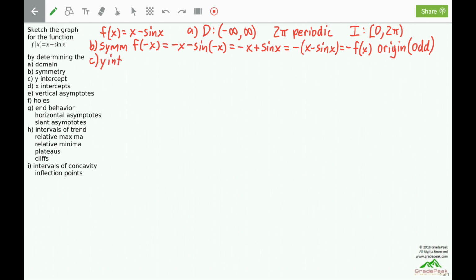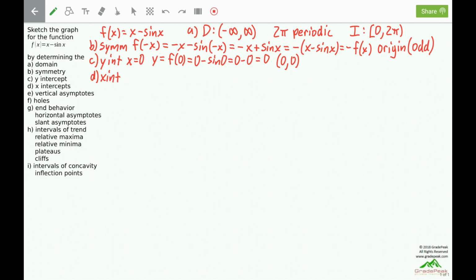For part C, we want to determine the y-intercept. This is the point where the graph crosses the y-axis, defined by x equals 0. We can find the corresponding y-coordinate by plugging the x-coordinate back into the original function, so y equals f of 0, which is 0 minus sine of 0. Sine of 0 is 0. 0 minus 0 equals 0. We have an x-coordinate of 0. We found a corresponding y-coordinate also of 0.